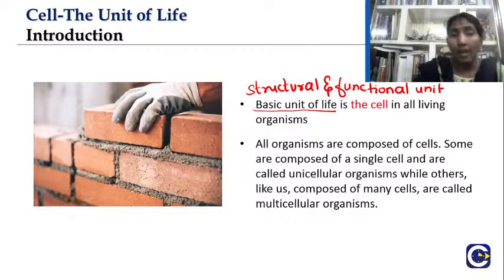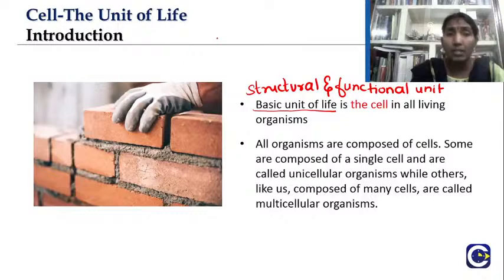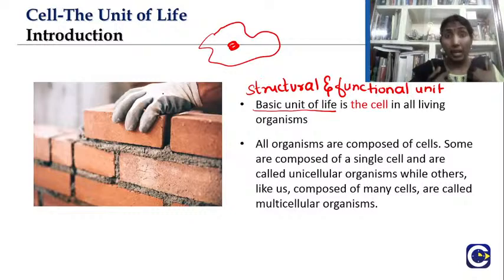So all organisms are composed of cells. Some will have just a single cell, as you observe in amoeba, or it can be like us, where we are all multicellular, right? So it can be a unicellular organism, or it can be multicellular, having many cells like us. Okay, so this you have to know.